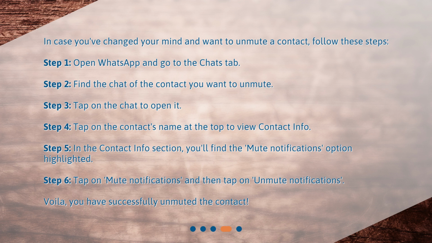Step 4. Tap on the contact's name at the top to view contact info. Step 5. In the contact info section, you'll find the Mute Notifications option highlighted. Step 6. Tap on Mute Notifications, and then tap on Unmute Notifications. Voila! You have successfully unmuted the contact.